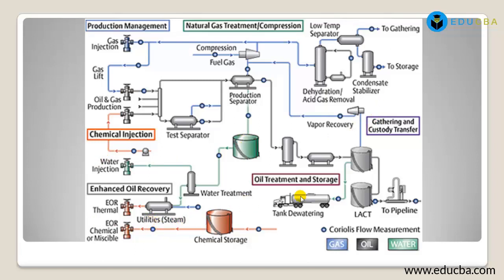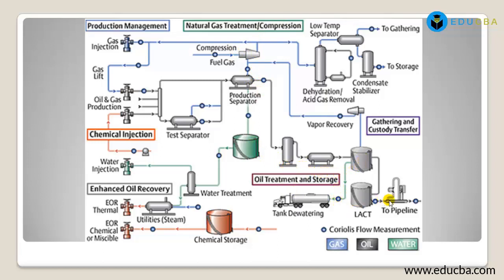It starts with gas injection, then gas lift, then gas production, then chemical injection, and here compression, then here is a separator, and this is the test separator. Then they inject some water, and water treatment also happens. This is called enhanced oil recovery, and they use steam as well for chemical miscible and chemical storage. From here the separator separates it, and this goes to oil treatment and storage.